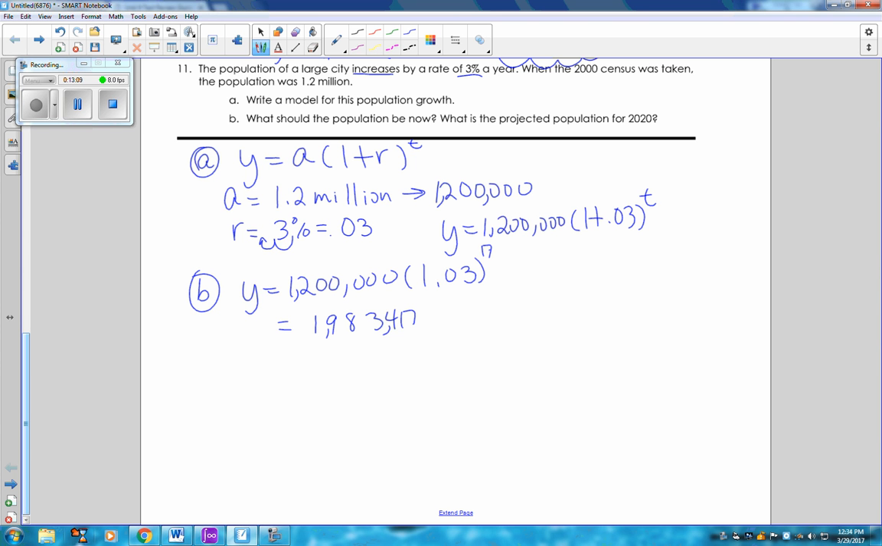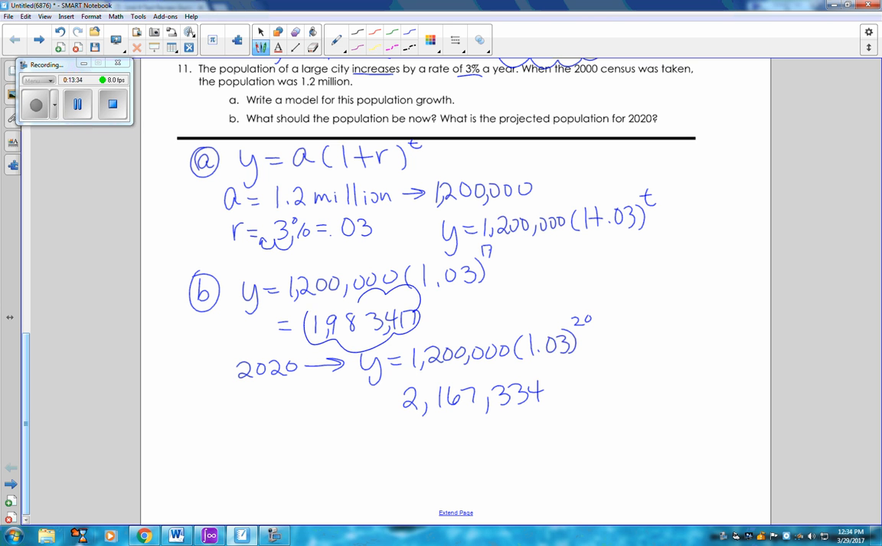And then the next, what is the projected population for 2020? So I'm going to take the same equation and put in 20. And that's going to give you about 2,167,334. Okay, now I'll turn it to the next page.